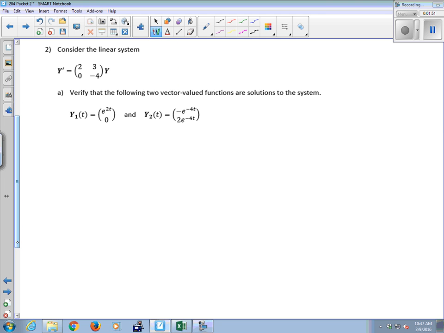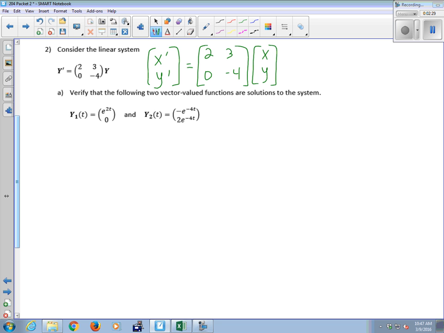All right, so here's a linear system. Y prime is 2, 3, 0, negative 4 times y. Before we get into the actual question, I'm going to translate this into a couple of different ways of writing it. First, a bold y prime, indicating a vector x prime, y prime, equals my matrix A, which is 2, 3, 0, negative 4, times a bold y. That means it's actually a vector x, y.